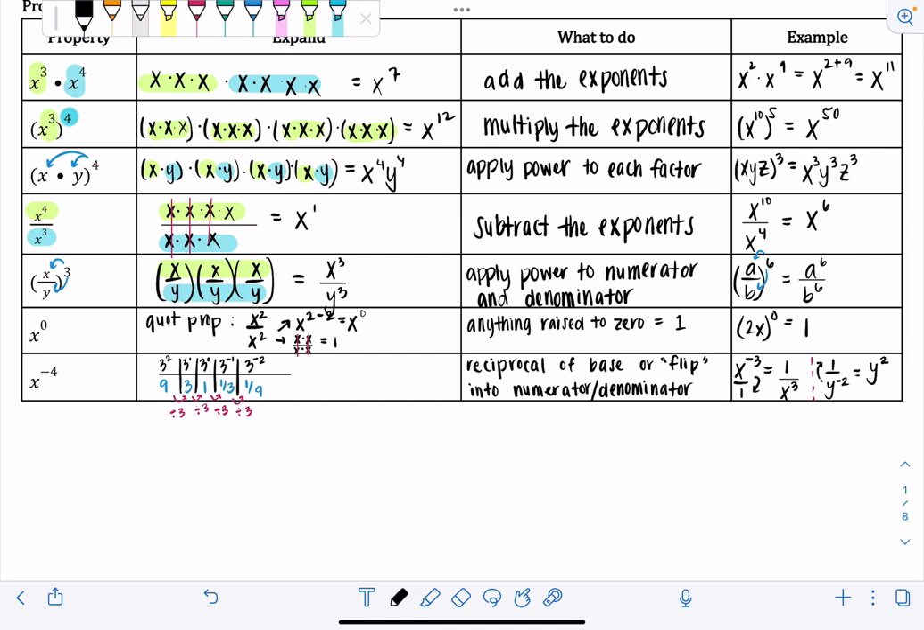So basically, moral of the story, if there's a negative exponent, it switches positions. If it starts in the numerator, it'll go down to the denominator, or if it starts in the denominator, it'll go up to the numerator.